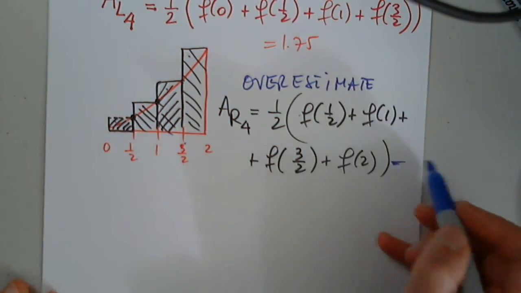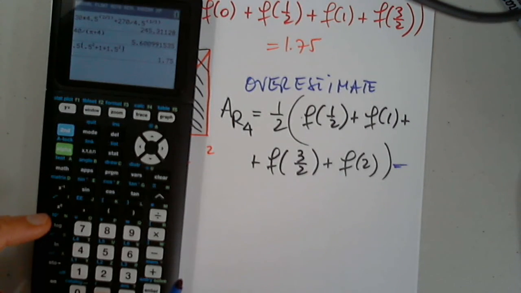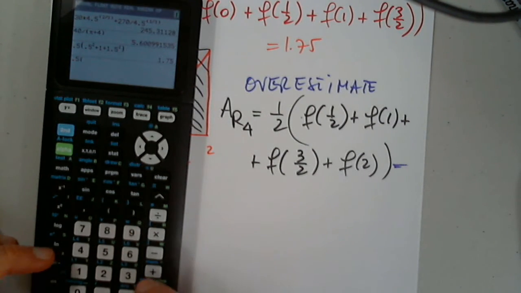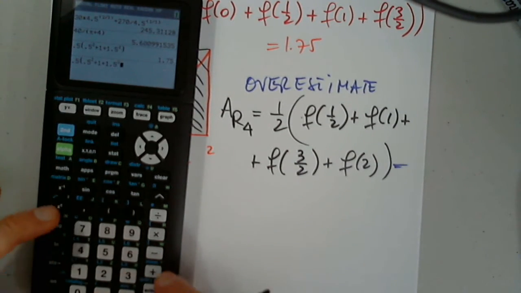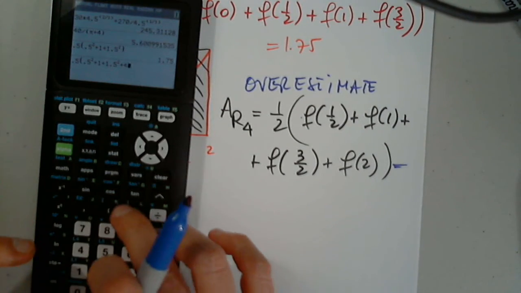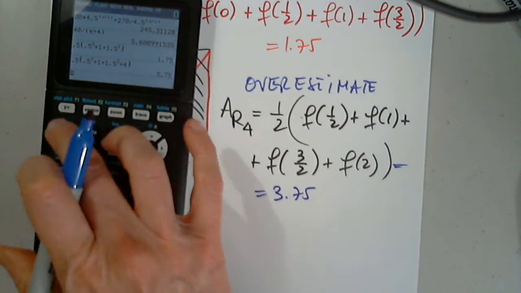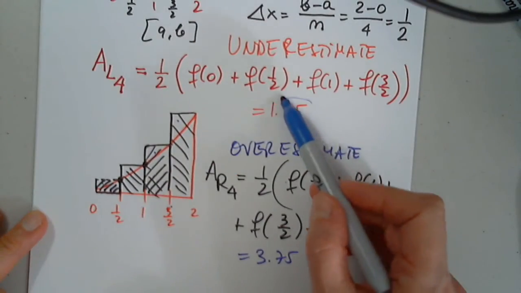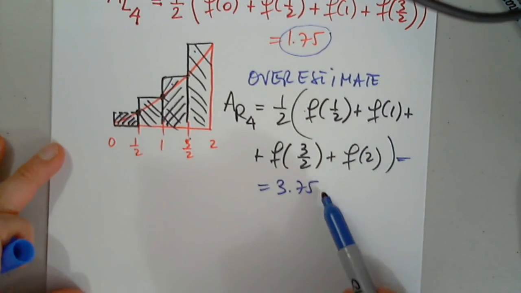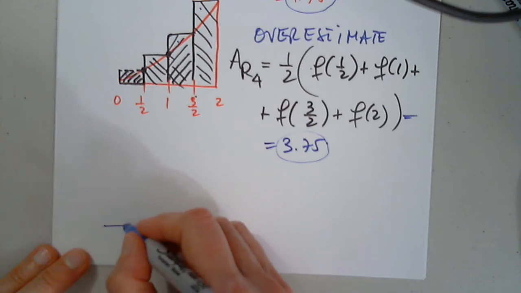Perfect. Again, I'm going to plug it in and see what I get. So 0.5 in front, and I have 0.5 squared plus 1 plus 1.5 squared plus 4. Close the parenthesis, enter. So this is 3.75. So I know that this is too low and this is too high. Okay, here's the last one.